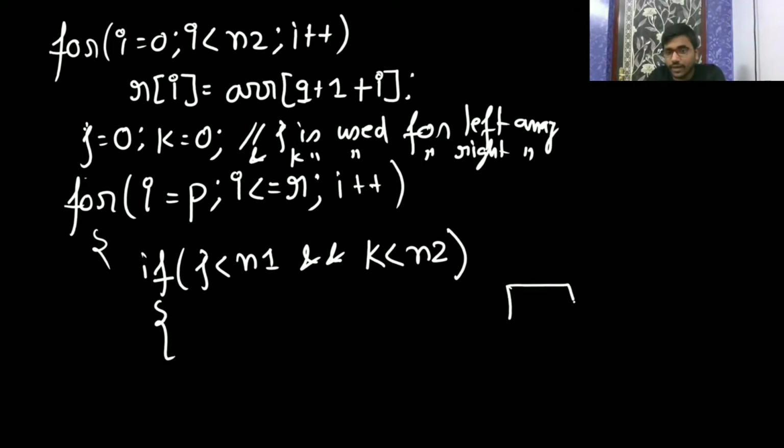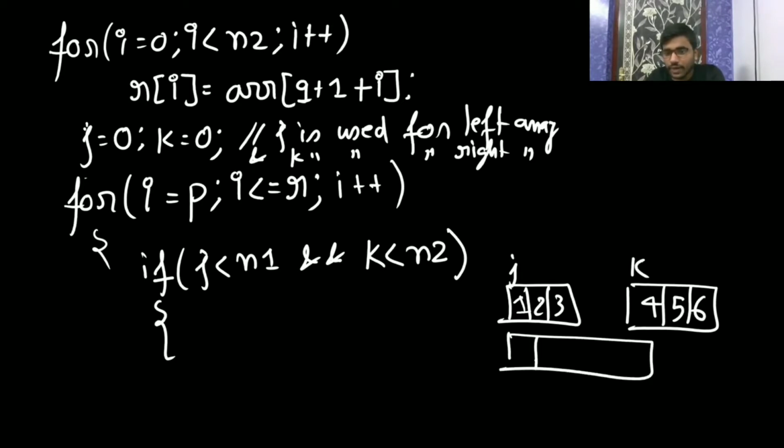What is the case? If I give you some numbers like 1 2 3, and here some numbers like 4 5 6, here is j and here k. You are comparing: 1 is smaller than 4, yes, so you store it and increment j. 2 is smaller than 4, yes, stored, j incremented. 3 is smaller than 4, yes, incremented. Now j is over, the left size is over. So we need to store the remaining elements. In this case the first half is already sorted in the actual array, and the second half elements like 4 5 6 I need to store.